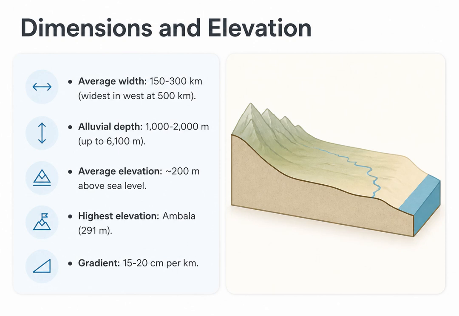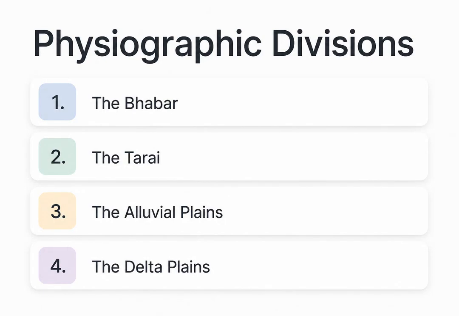The peak elevation is near Ambala at 291 meters, which acts as a water divide between the Indus and Ganga river systems. The slope is so gentle that from Saharanpur to Kolkata, the gradient is a mere 20 centimeters per kilometer. To understand this massive area, geographers divide the Indo-Gangetic Brahmaputra Plain into four major physiographic zones, moving from north to south. These are the Babar, the Tarai, the alluvial plains, and finally, the delta plains.